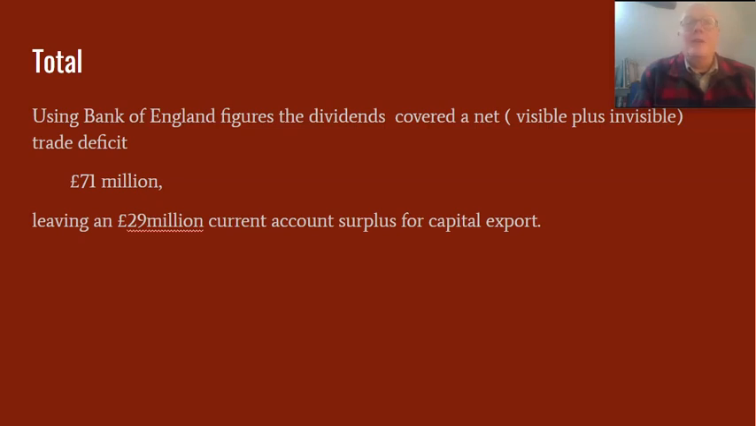But a large part of that dividend income was used to support the imports of the upper classes of luxury products. So, of the 100 million dividends, 71 million went to cover a trade deficit, excess imports from the rest of the world relative to the exports of manufactured goods and coal, etc., that Britain produced. And that left 29 million on current account for what would appear as capital export, but it was just recycling of dividends of surplus value that was produced abroad back abroad.